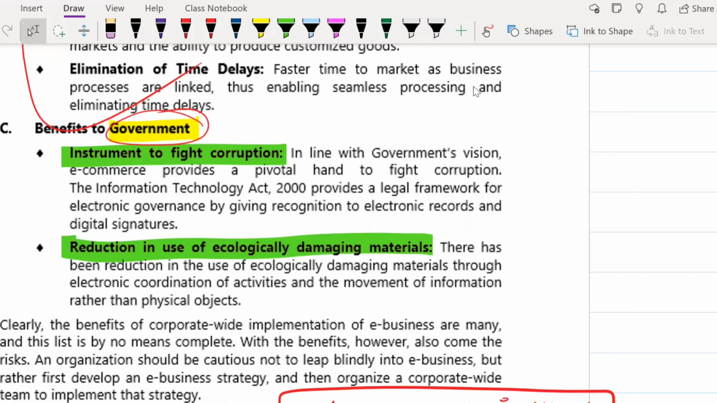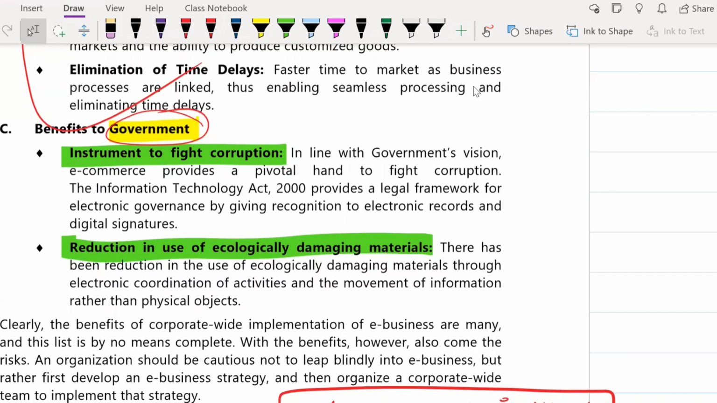Benefits to government. Yes. Since everything is in digital mode now, you already know that it is an instrument to fight corruption. Ma'am, is it enough to write 5 points to each benefit? Yes, it's more than enough. I don't think in the exam they'll ask you more than this.